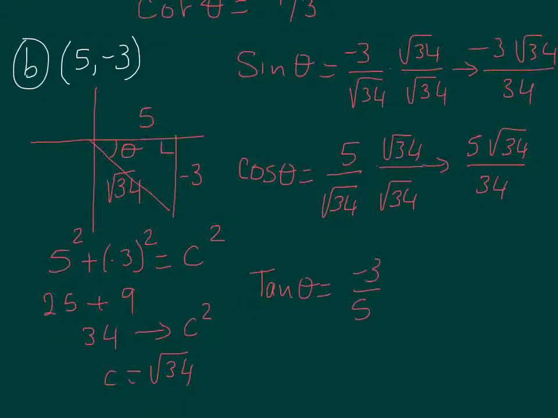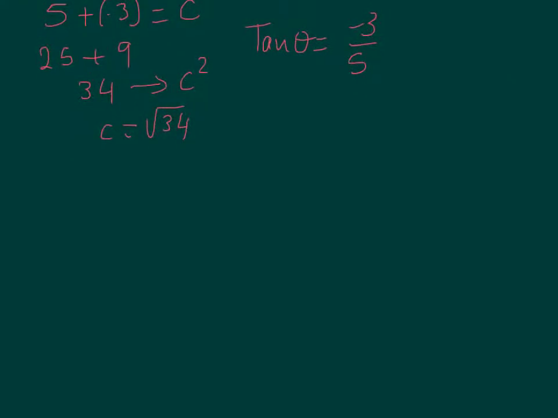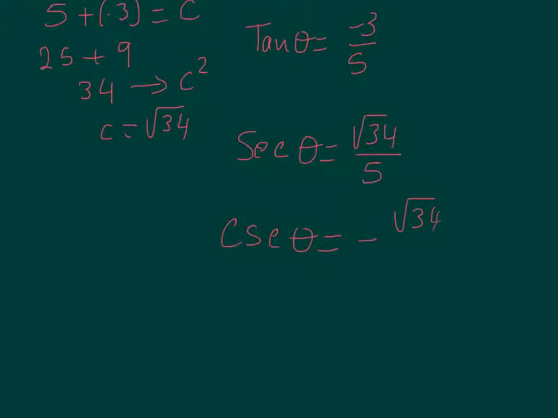Now we have to do the other 3 trig functions. The secant is the reciprocal of cosine. In this case, it's going to be square root of 34 over 5, hypotenuse over adjacent. The cosecant of theta is going to be the reciprocal of sine, which is negative square root of 34 over 3. The cotangent is the reciprocal of tangent, which is negative 5 over 3.